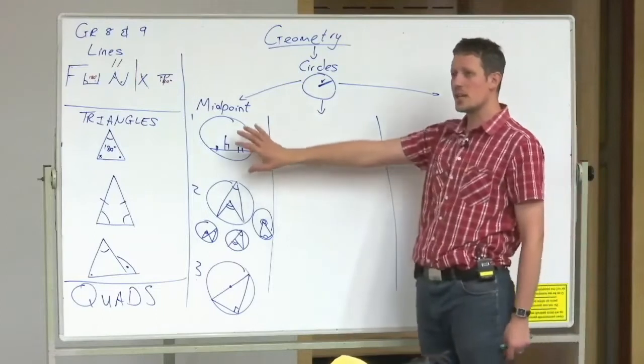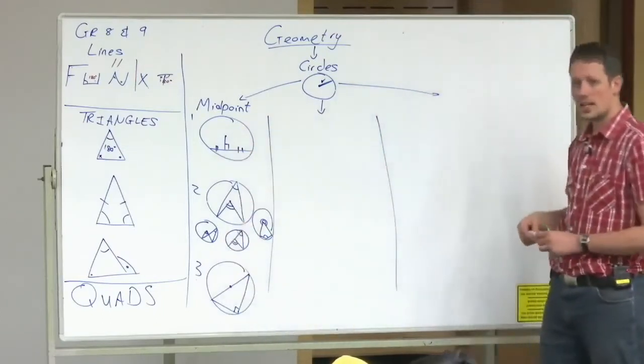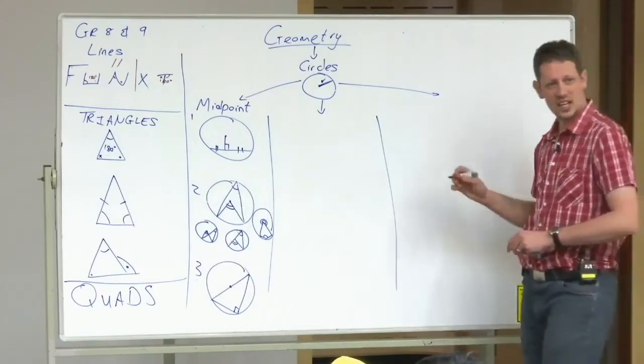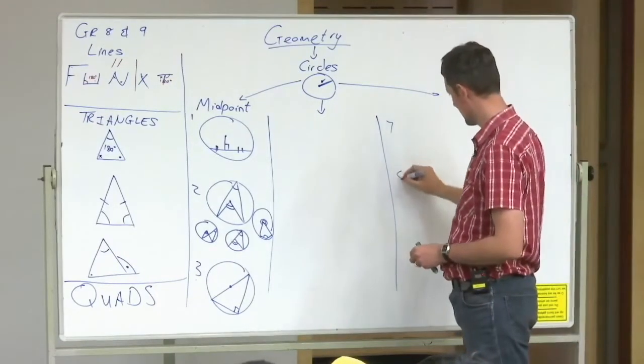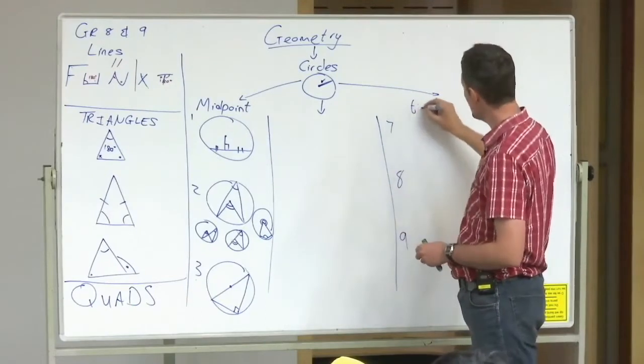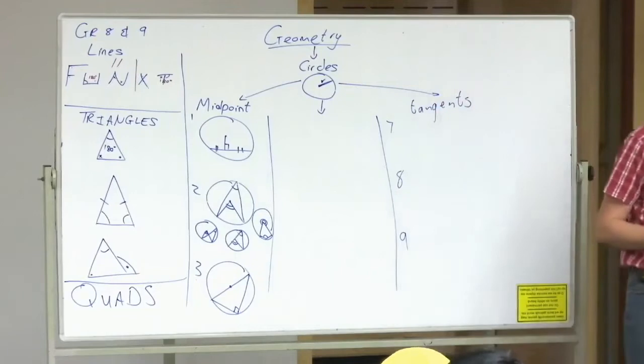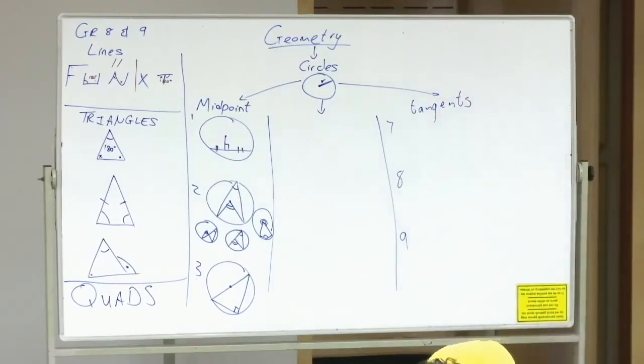Guys, after I've looked at midpoints, I go to Theorems 7, 8, 9, which have to do with tangents to circles. When do I use these theorems? When you are told this thing is a tangent.